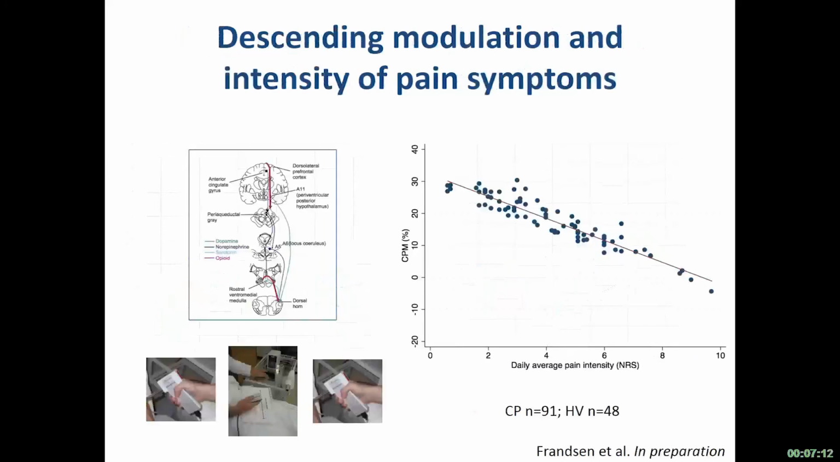Recently, one of our PhD students has also looked into this modulation, and tried to associate it with the clinical pain scores. And as you can see here on the graph, if we correlate the modulation capacity against daily average pain intensity, adjusted for diabetes and opioid consumption, we actually have a quite close association here. So again, this is proof of concept that it must mean something for the patient. It actually reflects something that is clinically meaningful.